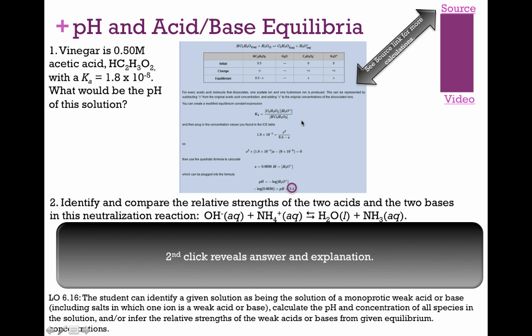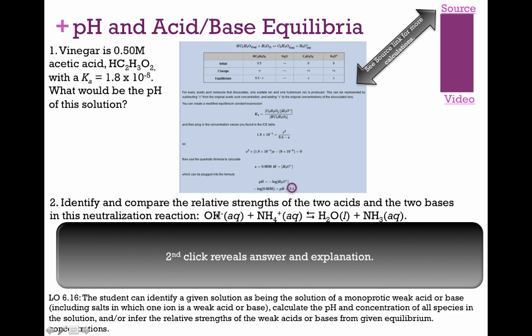You never know when you get points for that. Assume X is small. See, they did the quadratic. That's silly. Assume X is small, you get the same answer. And then don't forget, when you solve for X, you're actually solving for H+ here. Then take the negative log of that to get pH.